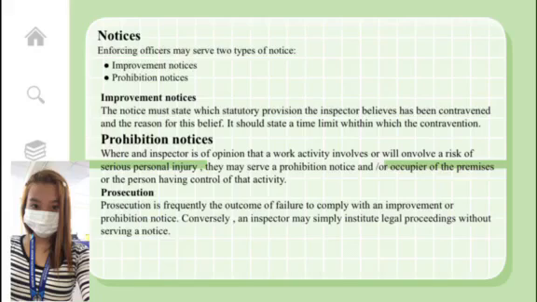Prosecution. A prosecution is frequently the outcome of failure to comply with an improvement or a prohibition notice. Conversely, an inspector may simply institute legal proceedings without serving a notice. In prosecution, cases are normally heard at the magistrates' court, but there is also provision in the HSWA regarding indictments. Much depends on the gravity of the offense.